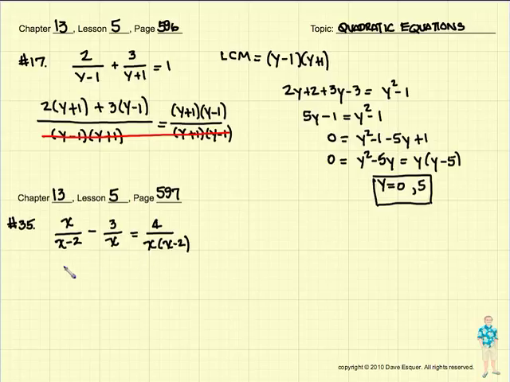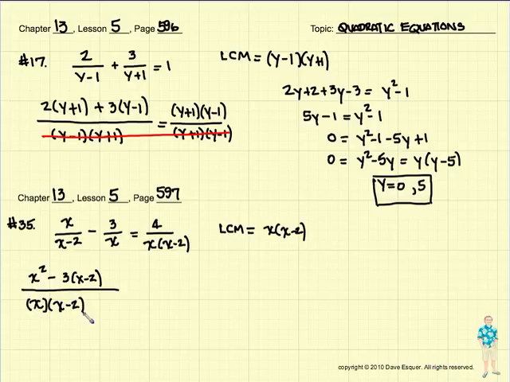So again, we're going to have to come up with an LCM, and I think the LCM for this one turns out to be x times x minus 2. And we're not going to have to solve it. All we're going to have to do is get the discriminant and take a look and see what those values are. But first, let's do some more crisscross. So we have x squared minus 3 times x minus 2 divided by x times x minus 2. Turns out to be 4 divided by x times x minus 2.